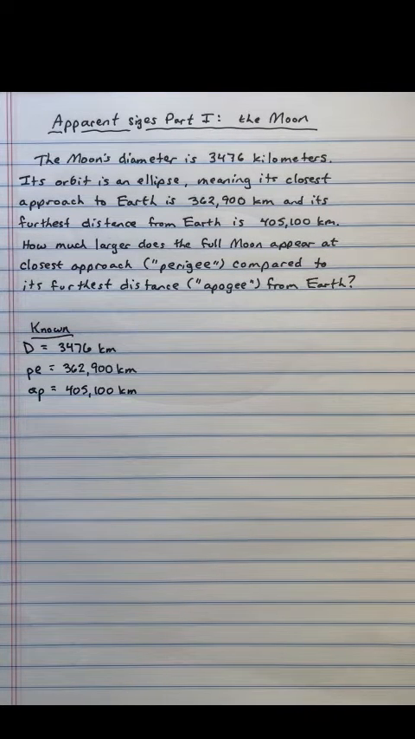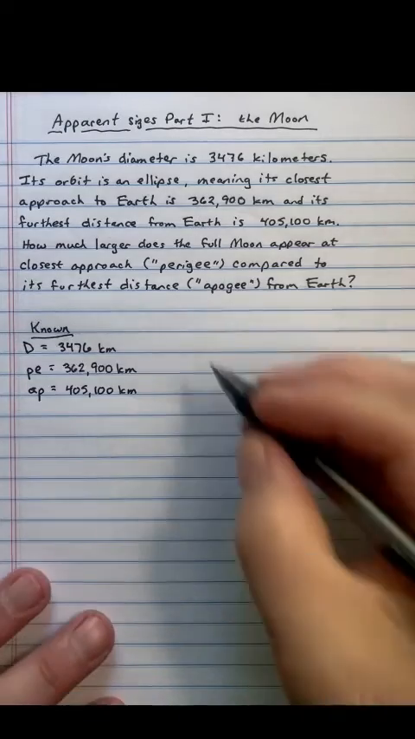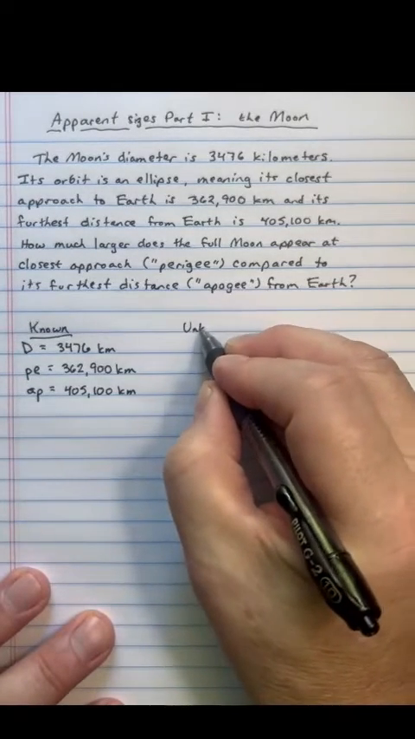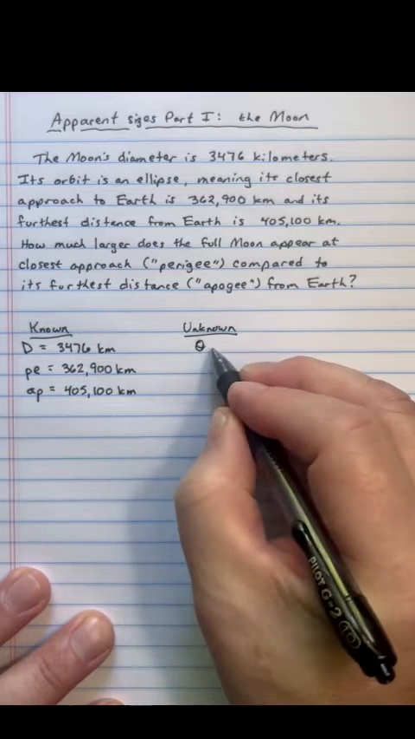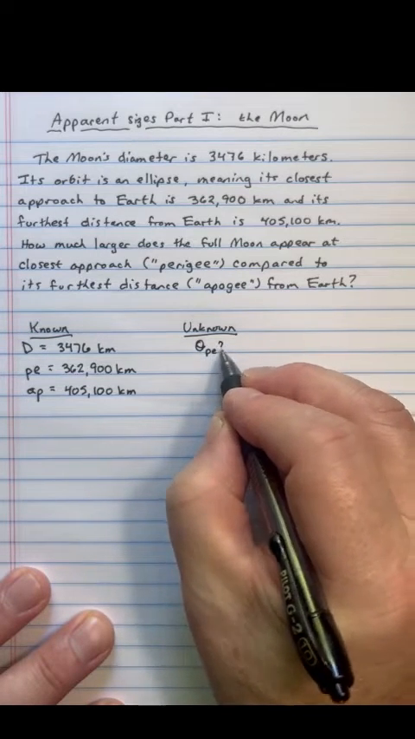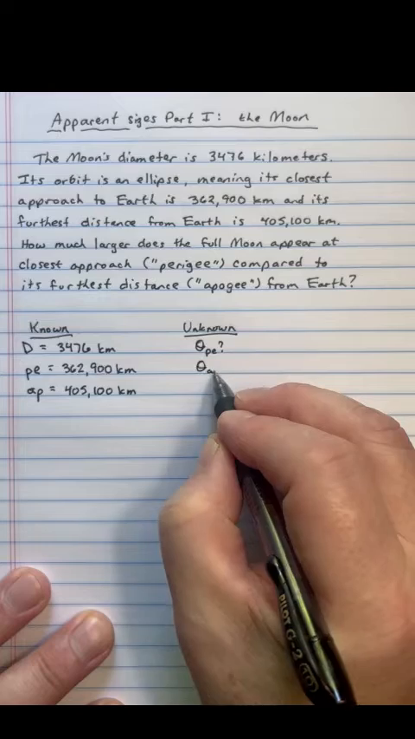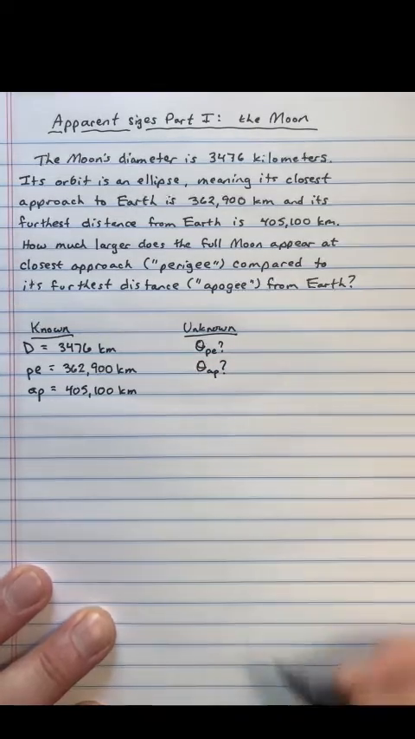Now, what are we trying to figure out for the unknowns? Well, first off, what is the angular size of the moon at perigee? And what is the angular size of the moon at apogee?